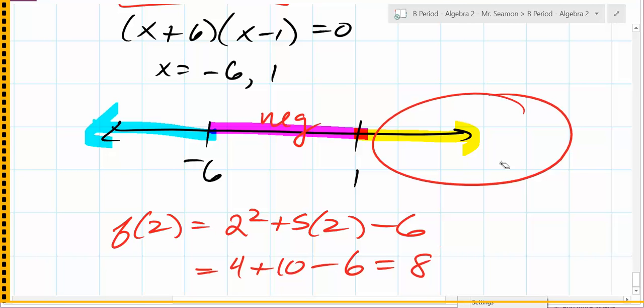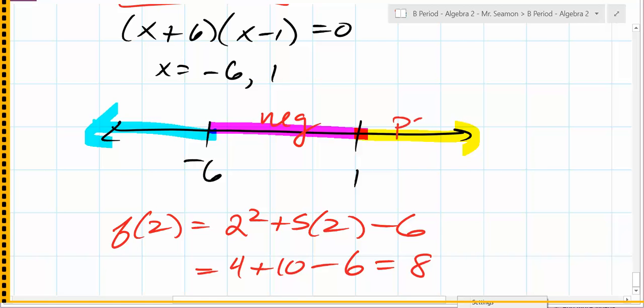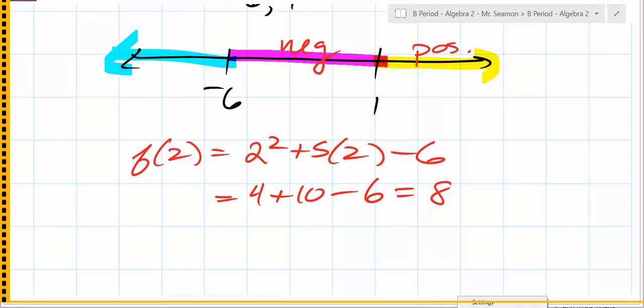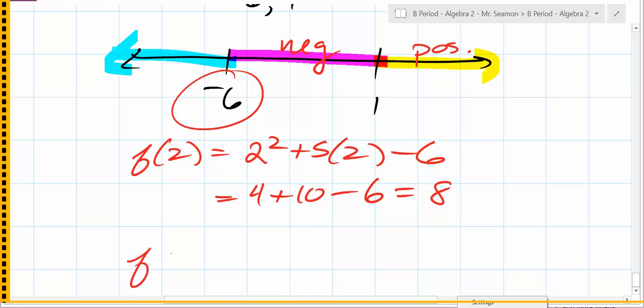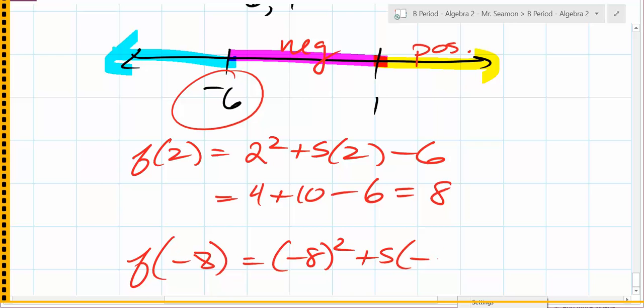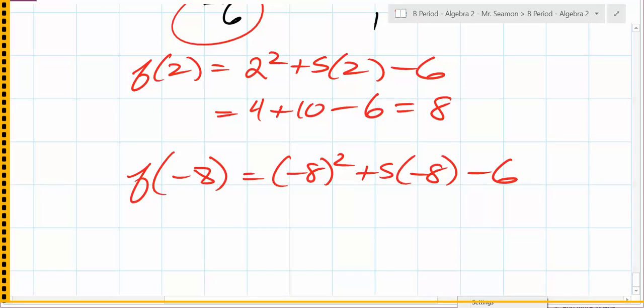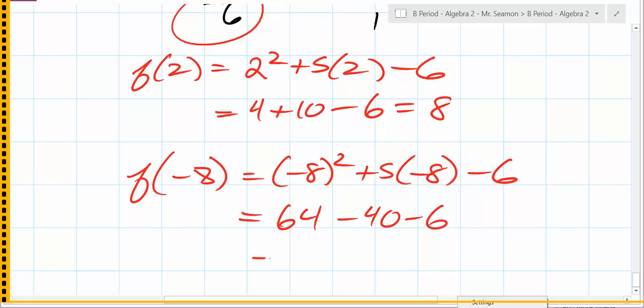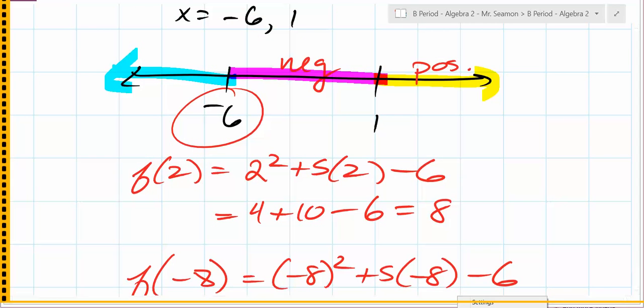So what is it? What's the yellow region going to be? Positive. And what number should we plug in there? Negative 8, sure. Negative 8 is fine. So what do you get? Negative 8 squared plus 5 times negative 8 minus 6. What's that? 64 minus 40 minus 6 is what? So what is that? Positive.